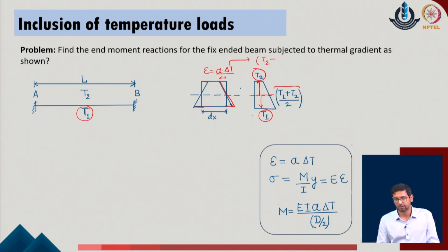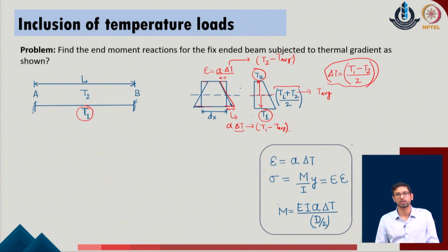minus T average of the given system, or if we go at the bottom of the given system, this could be defined as alpha delta t, and this delta t value can be defined as T1 minus T average for the given system. Accordingly, these values will typically appear as T1 minus T2 by 2, which means I can identify delta t as a general expression of T1 minus T2 by 2 for the given problem.